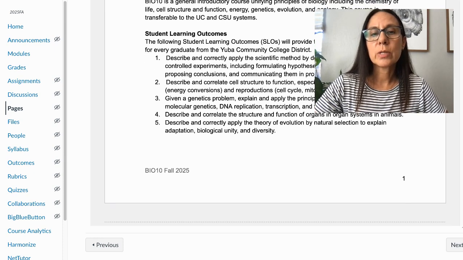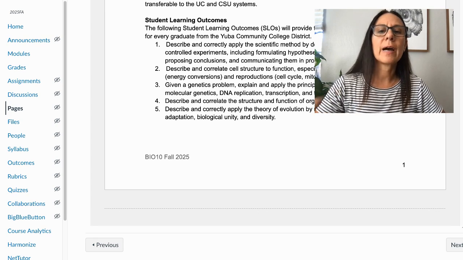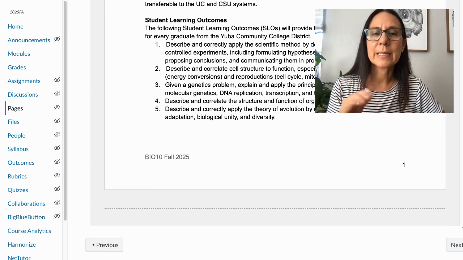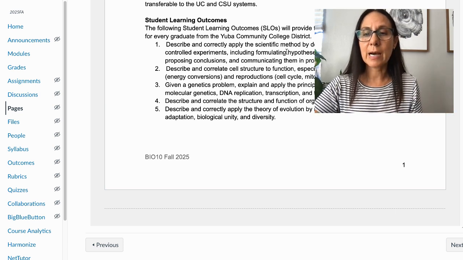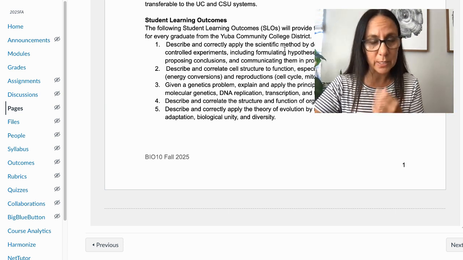Here are the student learning outcomes. So these are the 5 basic things that you're going to learn in this class. So you're going to learn about the scientific method. You're going to learn how to design and carry out an experiment. That's going to happen this week.